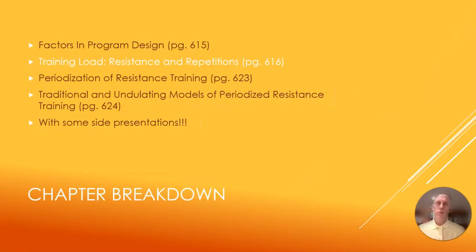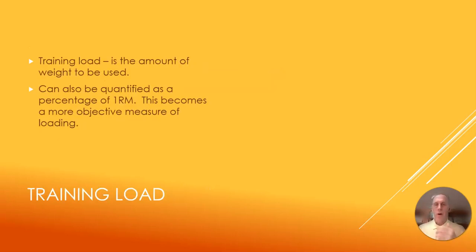Here's where we are in the process. We've already gone through factors. Now this one's all about training load. So training load is the amount of weight to be used. It kind of makes sense, right? When we talk training load, it can be quantified as a percentage of one rep max. And it's kind of an objective measure in terms of how strong a person is.